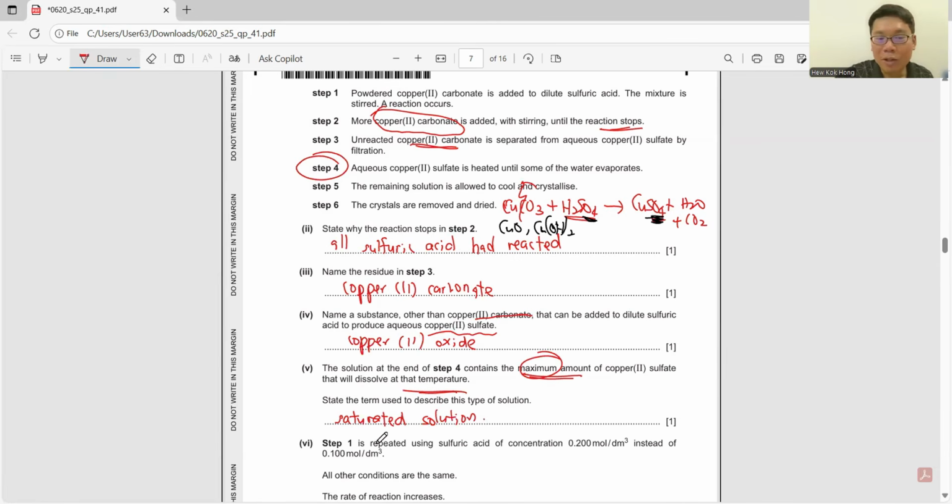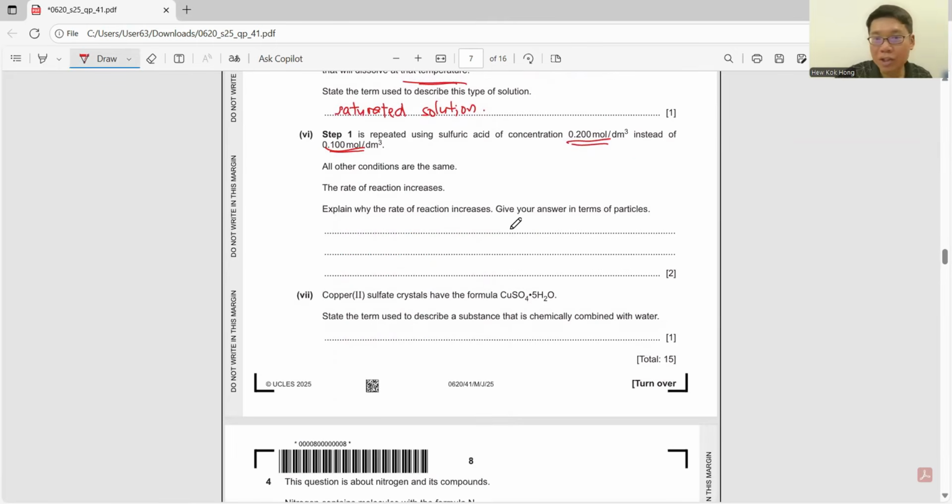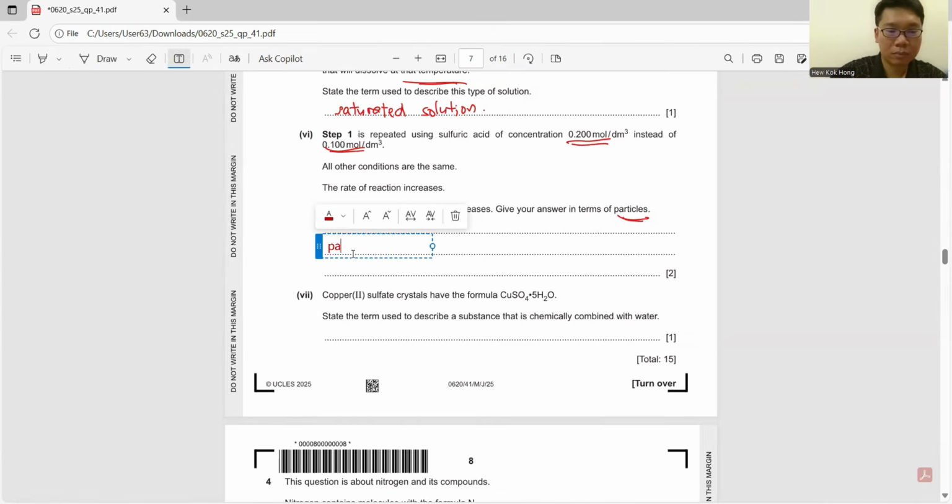Number 6, step 1 is repeated using sulfuric acid of this concentration instead of this, which means a higher concentration. Other conditions are all the same. The rate of reaction increases. Explain why the rate of reaction increases. You must explain in terms of particles. So we know when concentration increases, the number of particles per unit volume is increased. So the frequency of collisions increases.